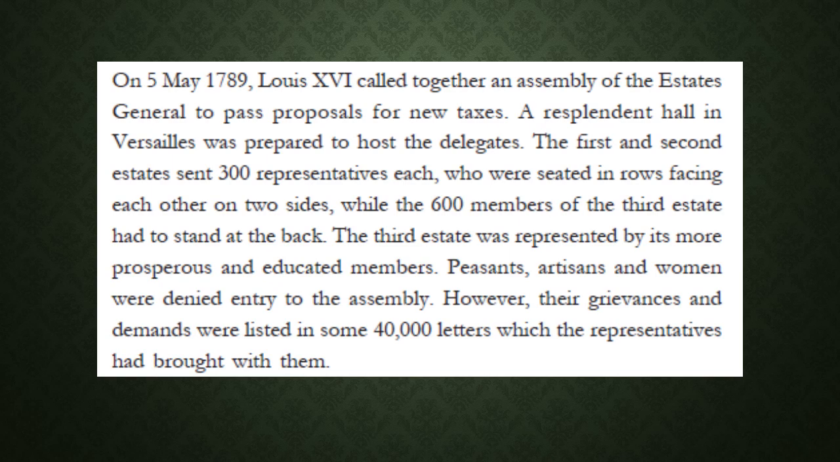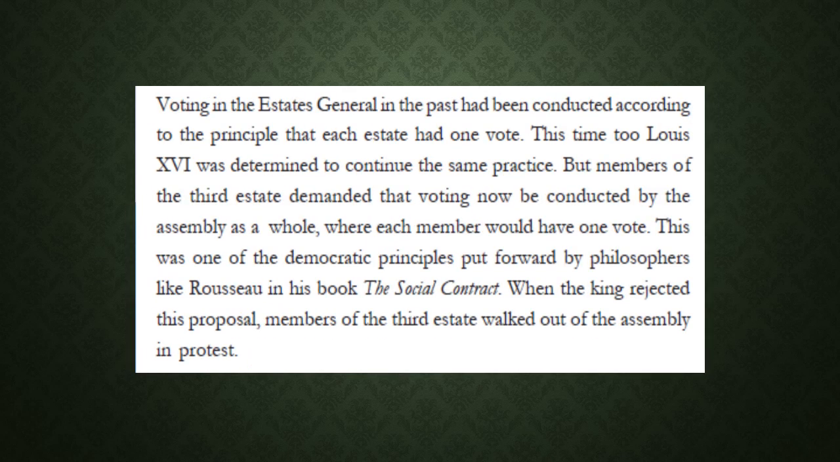Till their presence was shown, their grievances were expressed, and their demands were discussed through 40,000 letters brought by the representatives to the Assembly Hall. Voting in the Estates General in the past had been conducted according to the principle that each estate had one vote. This time too, Louis XVI was determined to continue the same practice.